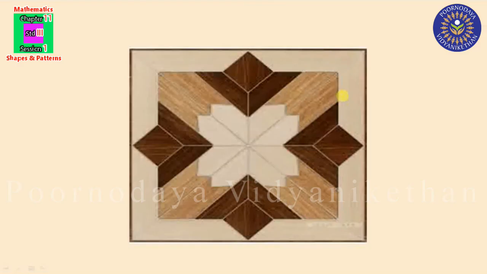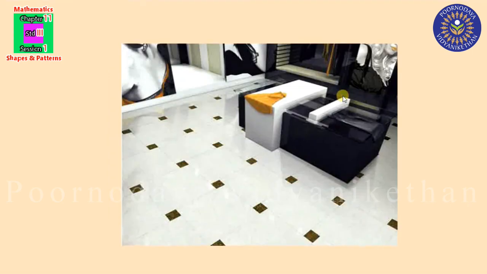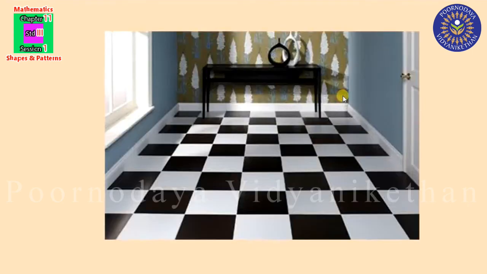Children, you must have seen tiles on the walls and floors of kitchen, bathroom and even rooms. We use tiles to cover a surface. They can be of any shape, size, design and color. Observe the following figures. Notice that there are no gaps in between any two tiles.